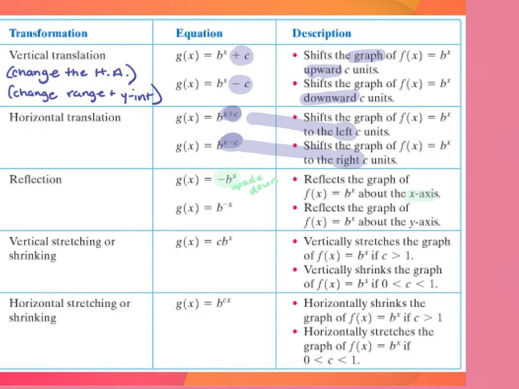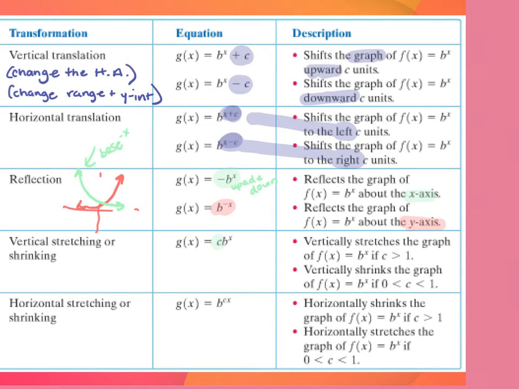The negative in the exponent reflects it over the y-axis. So instead of going up and to the right, it goes up to the left, which we have already done because we graphed a negative exponent, right? The positive went like this, and the negative goes like this. And then if there's a number on the front, it causes a vertical stretch or shrink.